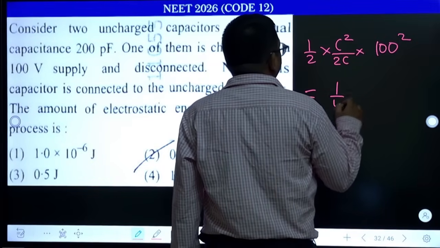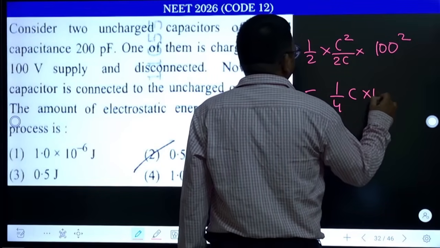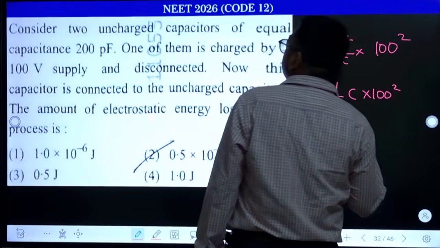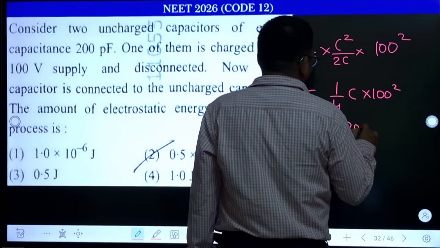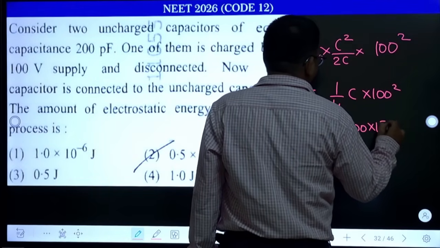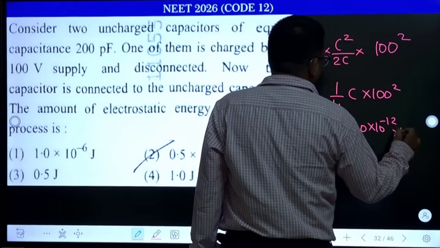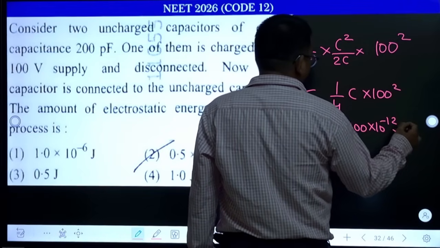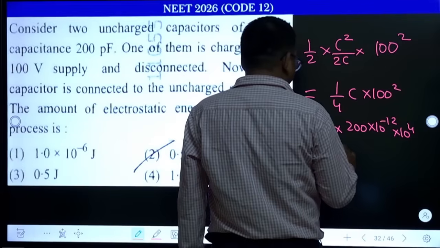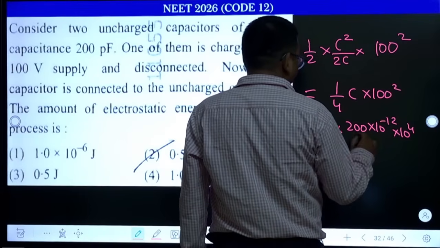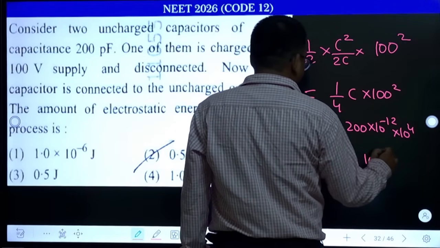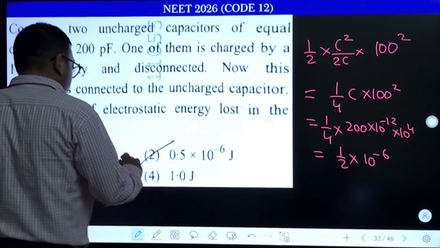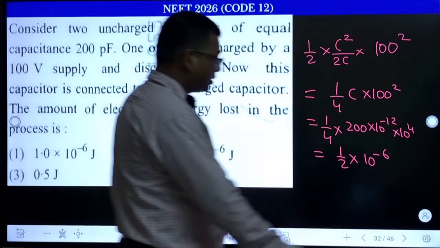So 1 by 4 C into 100 square. Now 1 by 4 C is how much? 200 picofarad. Pico means 10 to the power minus 12. And 100 square means how much? 10 to the power 4. So this will come 1 by 2, 10 to the power minus 6. Okay. Yes, 0.5 into 10 power minus 6 joules. That's the right answer. Let us move next.